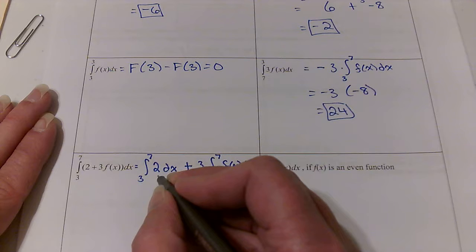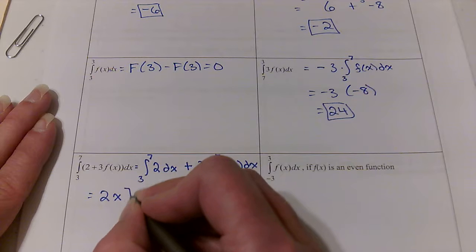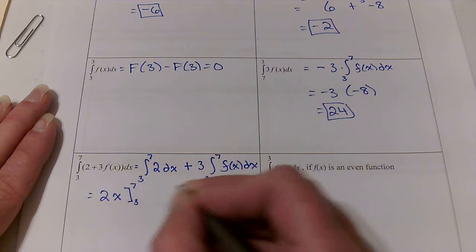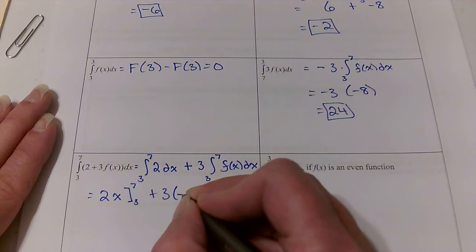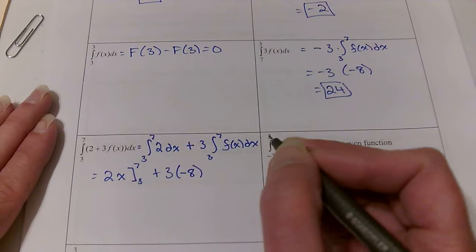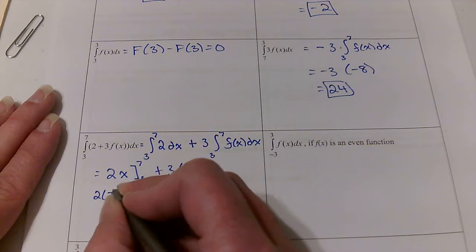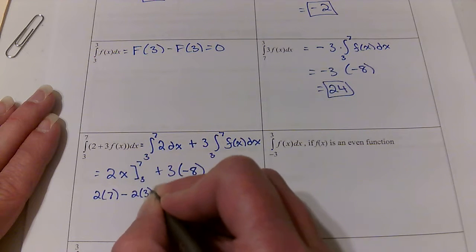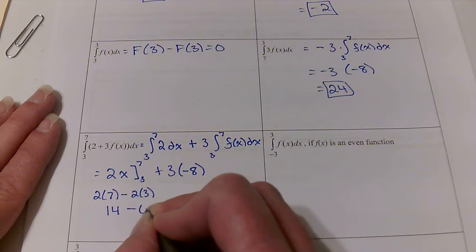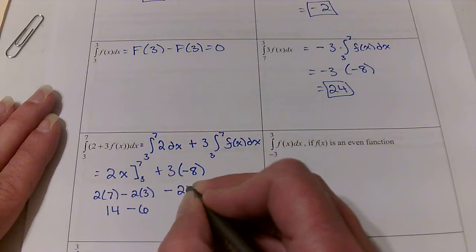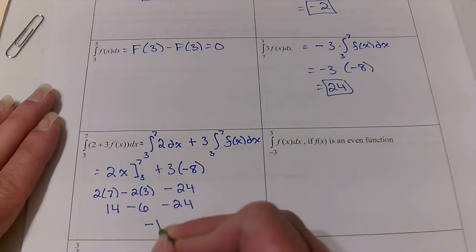Well, the antiderivative of 2 is 2x. I need to evaluate that from 3 to 7. Now, the integral from 3 to 7 of f of x was given to us. That's negative 8. So I do need to evaluate this one. That's going to be 2 times 7 minus 2 times 3. That's 14 minus 6. Oh, I forgot this. That's a negative 24. So overall, I get a negative 16.